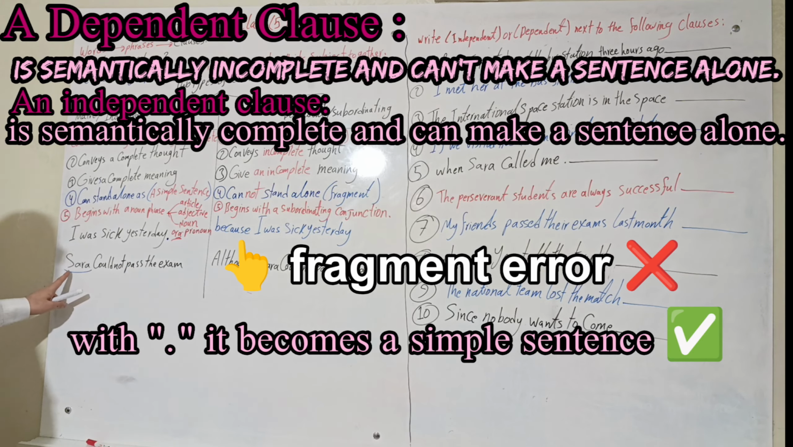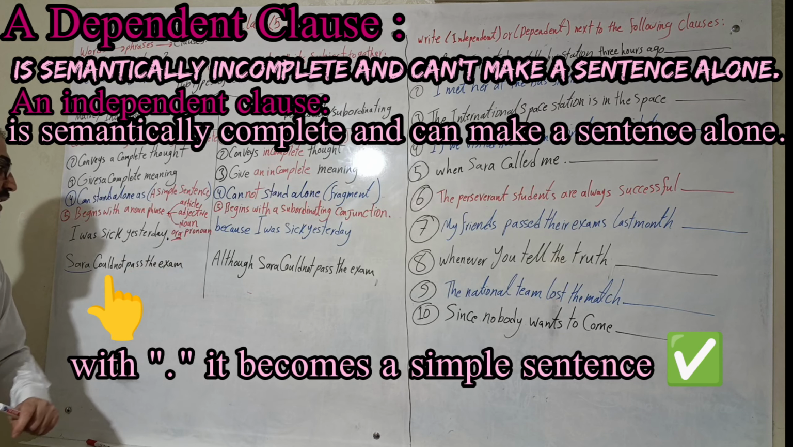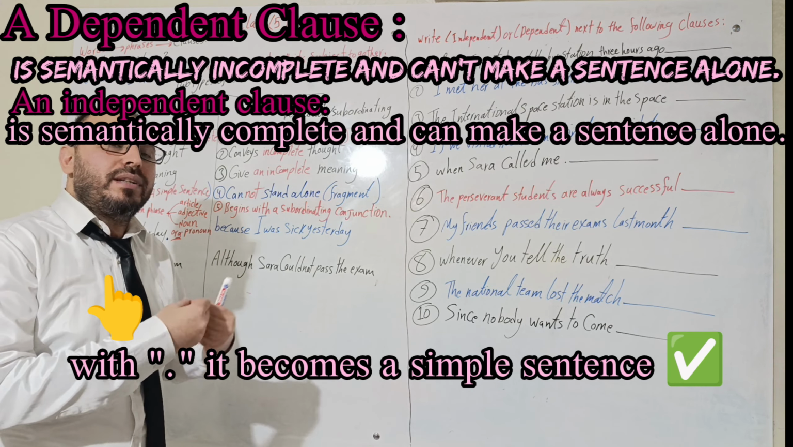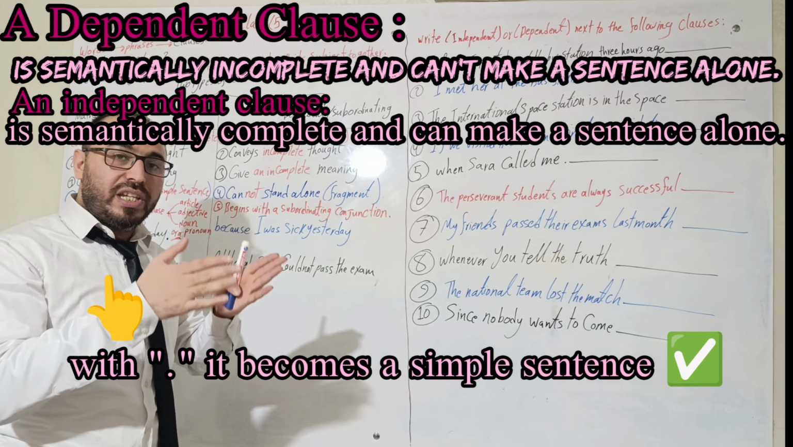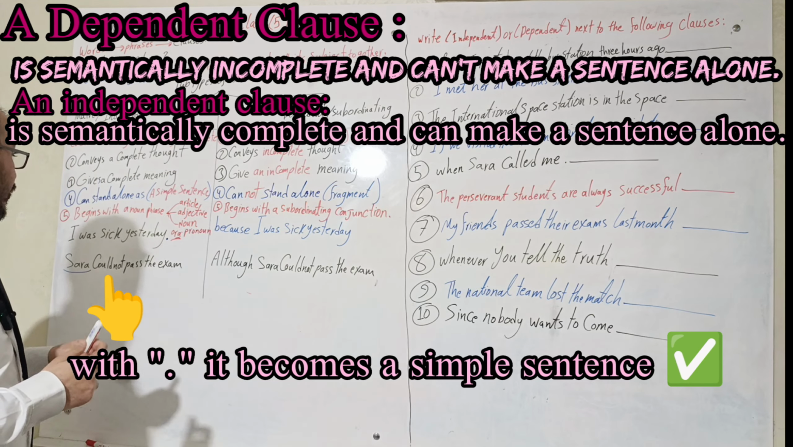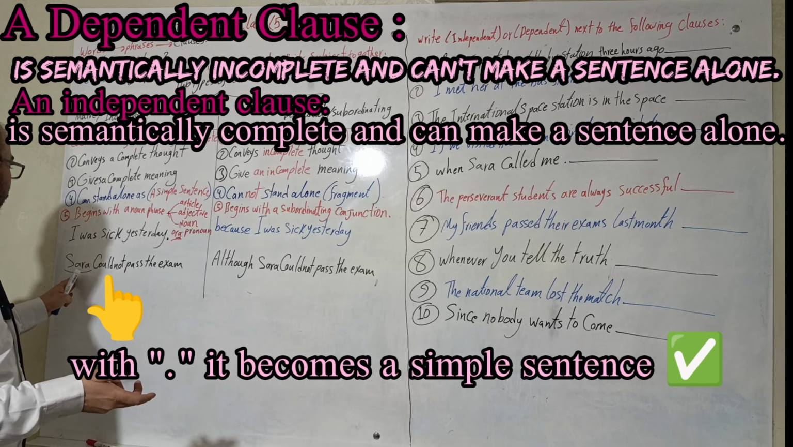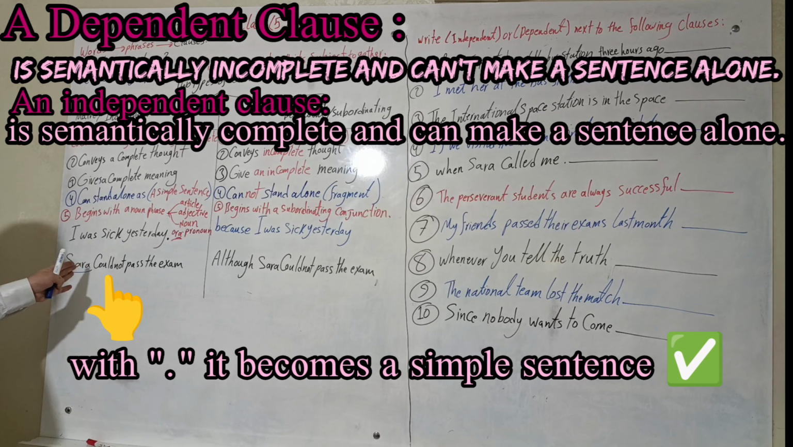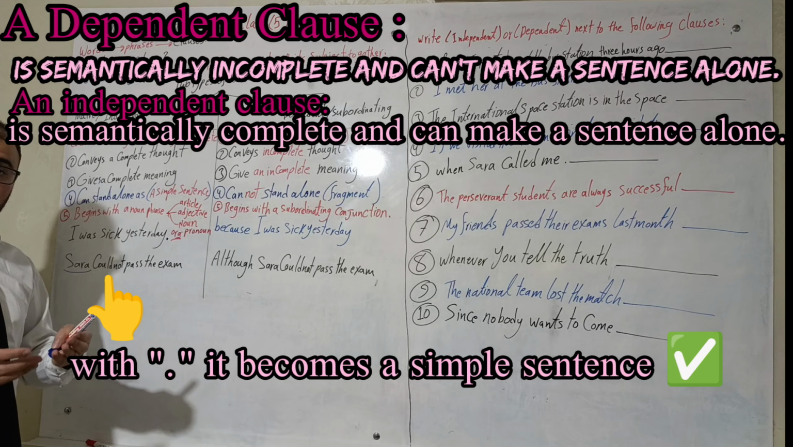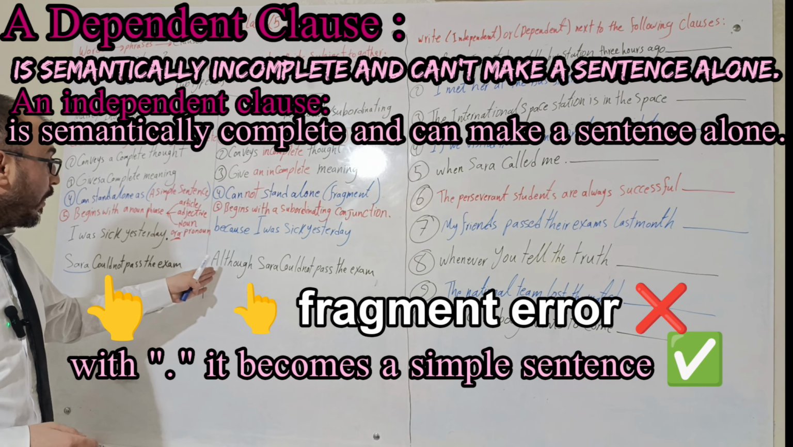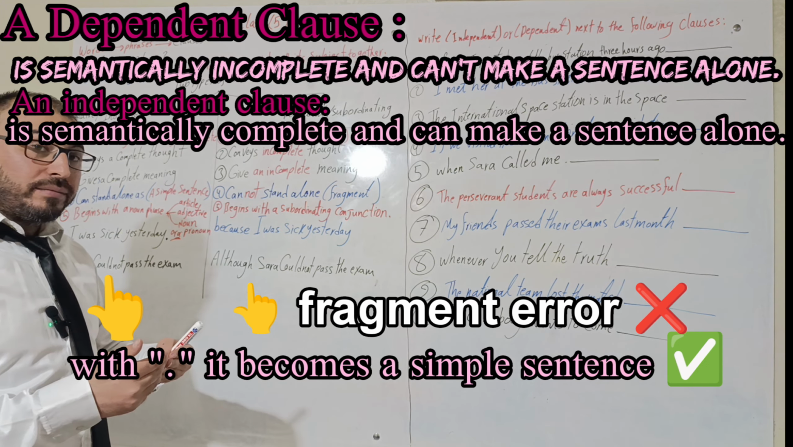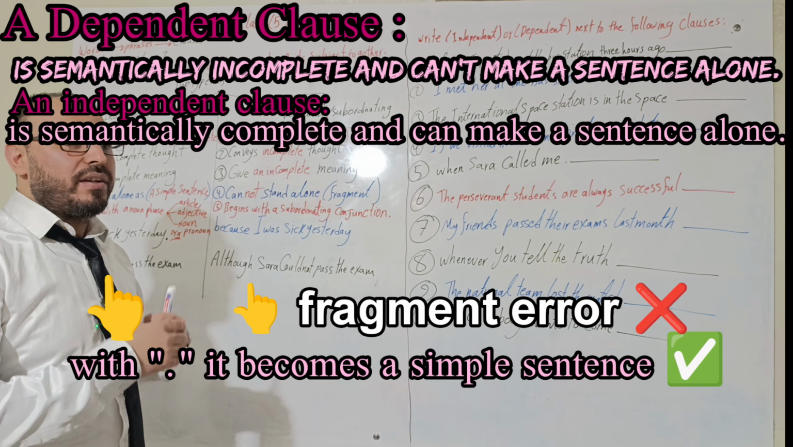Here, my friends, I say, Sarah couldn't pass the exam. Simply, this is a complete, independent clause, because it explains a full situation, gives a full meaning, and conveys a full message. If a speaker told me Sarah couldn't pass the exam, I would understand the full message, and I wouldn't ask for further explanation. But if a speaker told me, although Sarah couldn't pass the exam, I would stay listening and keep asking for more information.